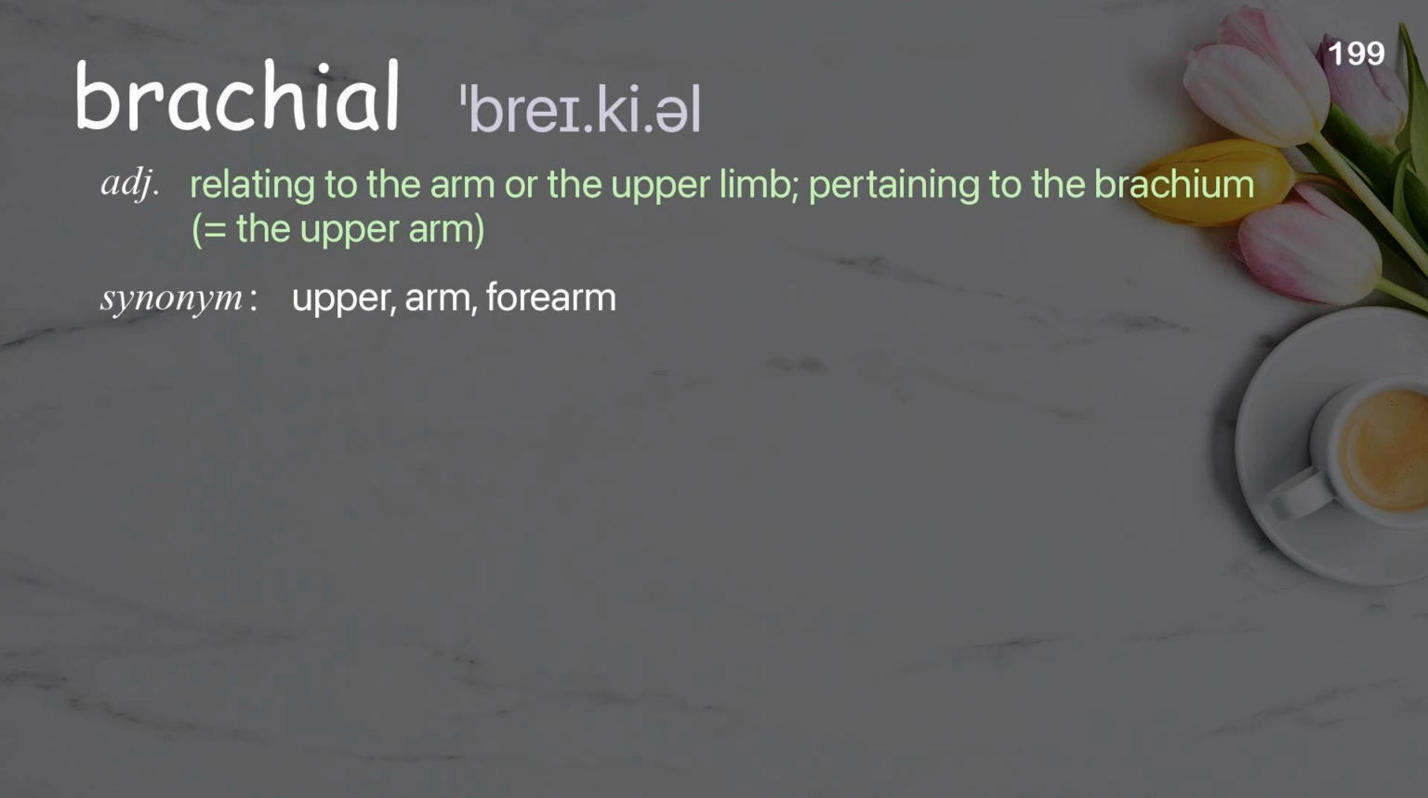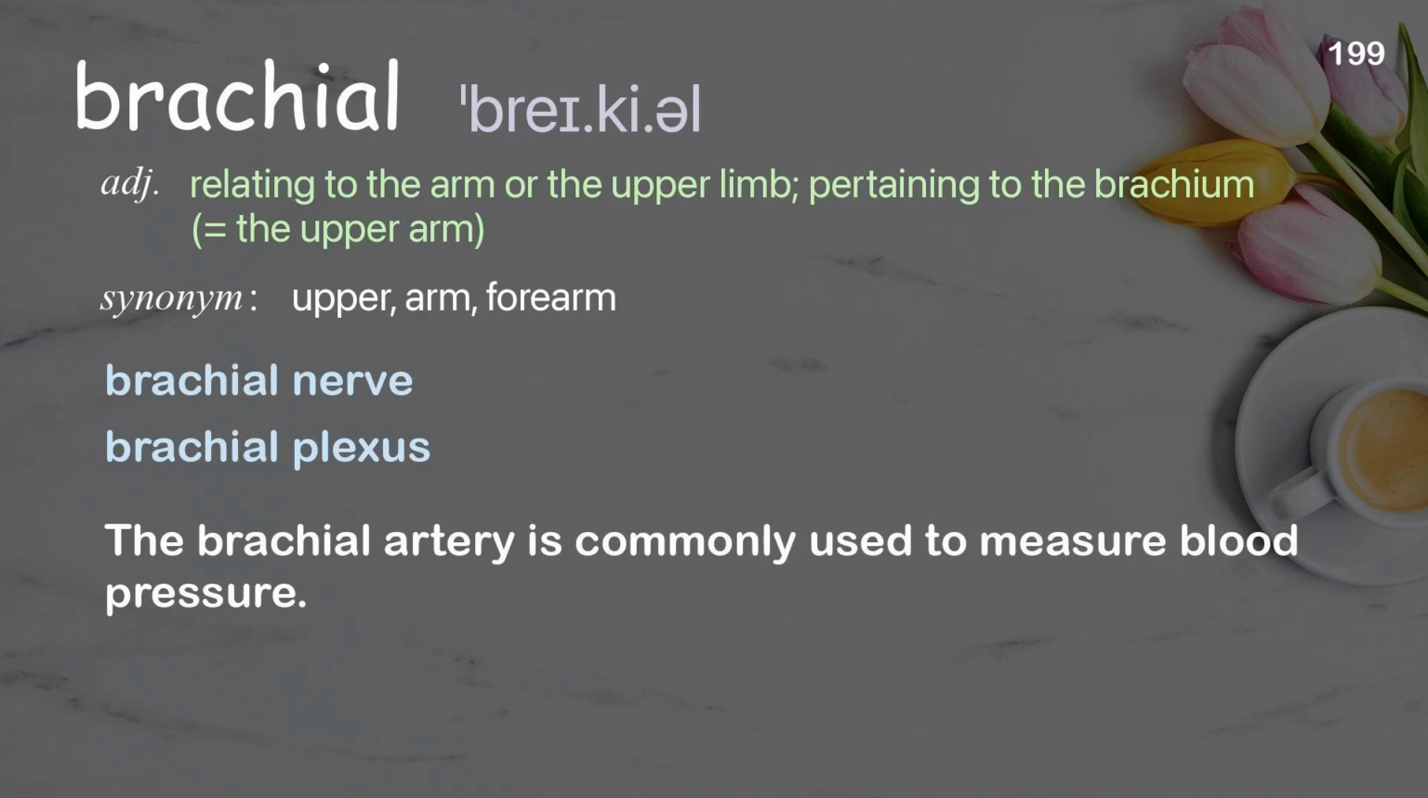Brachial. Relating to the arm or the upper limb, pertaining to the brachium, which equals the upper arm. Examples: brachial nerve, brachial plexus. The brachial artery is commonly used to measure blood pressure.